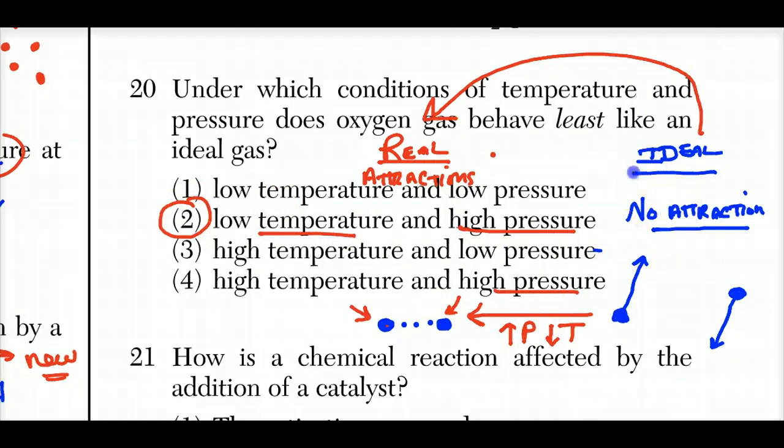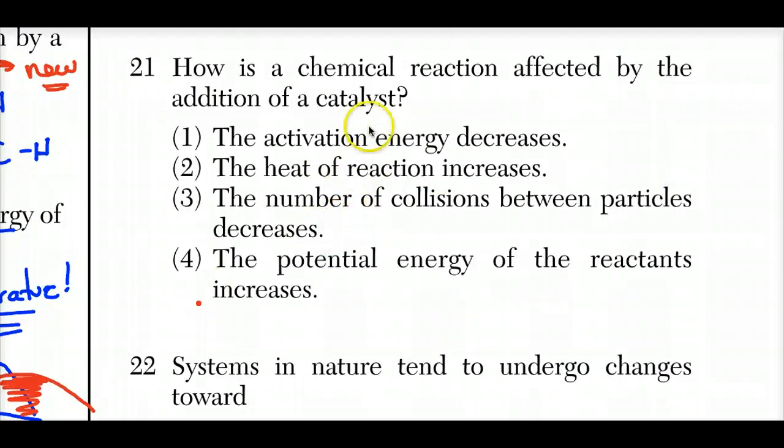Ideal gases ideally have no attractions and no volume. Real gases really have attraction, really have volume. Number 20 is 2. Number 21: How is a chemical reaction affected by the addition of a catalyst? All right, well, when I hear about chemical reaction and catalyst and how it's affected, I think potential energy curves.